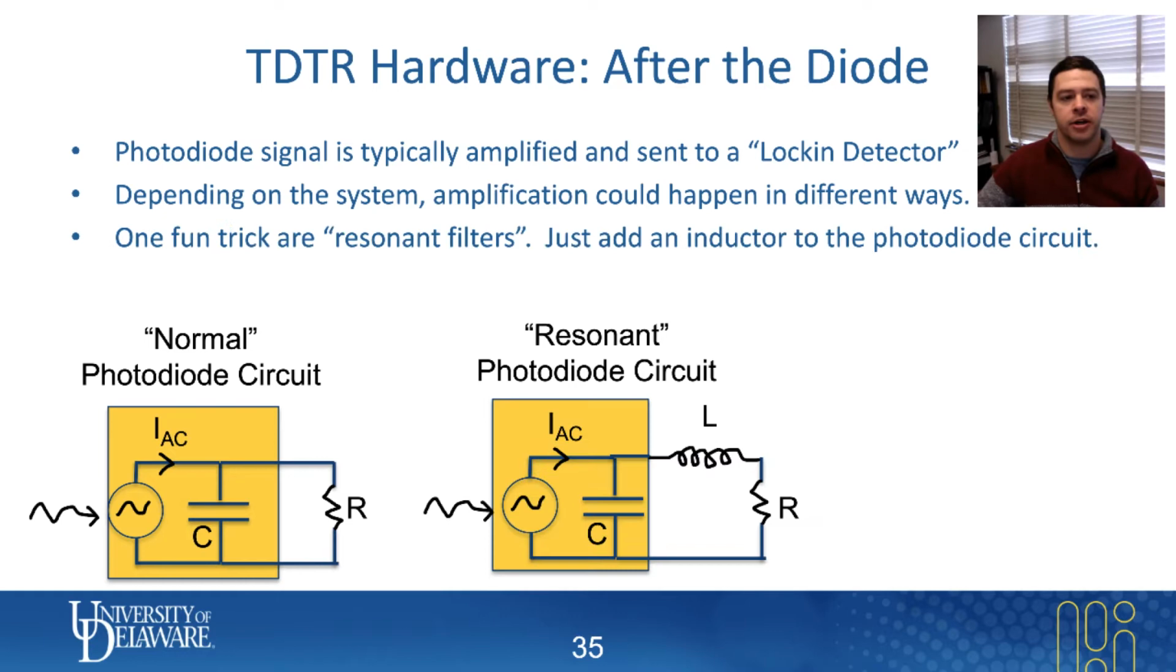In this slide, I thought I'd talk about the fun trick that you can use to do pretty much noiseless amplification of a TDTR signal. The fun trick that works with biased photodiodes is to use something called a resonant filter. That's a fancy name, but all it really is, is taking your normal photodiode circuit. Let me go back here.